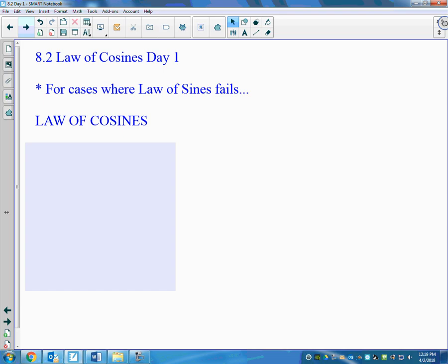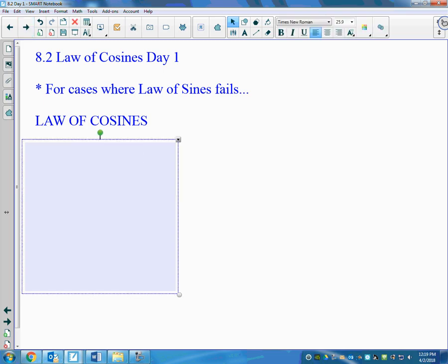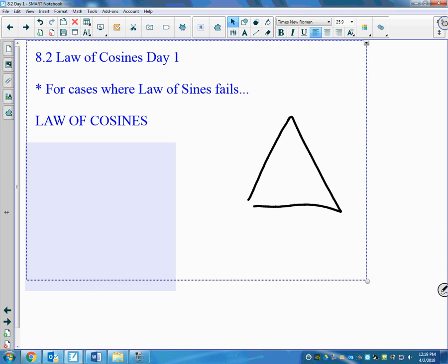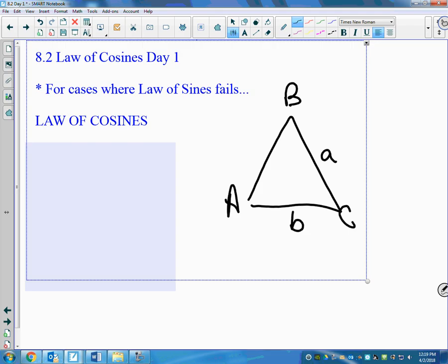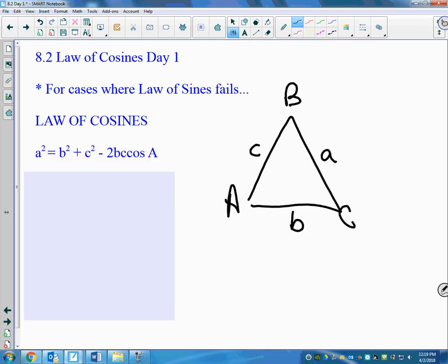So law of cosines looks a little more complicated, but given your triangle, like your ABC triangle, where the sides across from them are the little letter, then we can say that a squared equals b squared plus c squared minus 2bc cosine of a. So what is that saying? Well, this side goes with this angle. So if it's a squared, you're going to have cosine of a over here. And notice it's just the sum of the other two minus 2 times the other two.